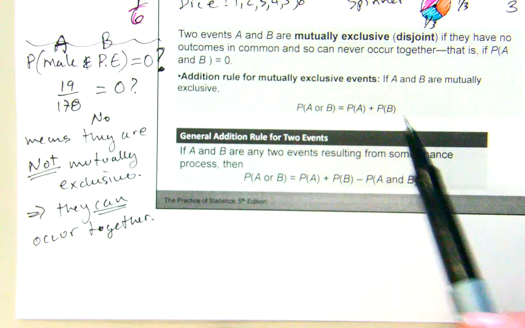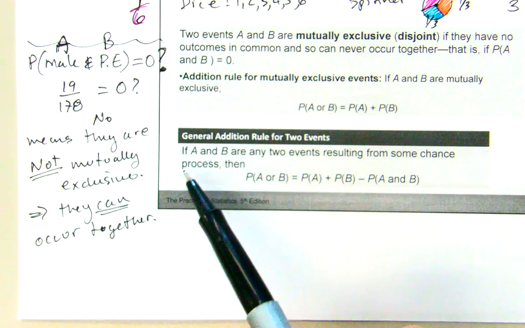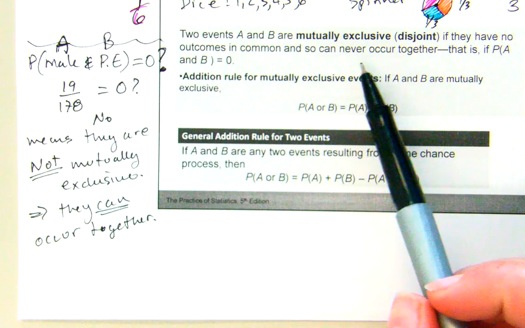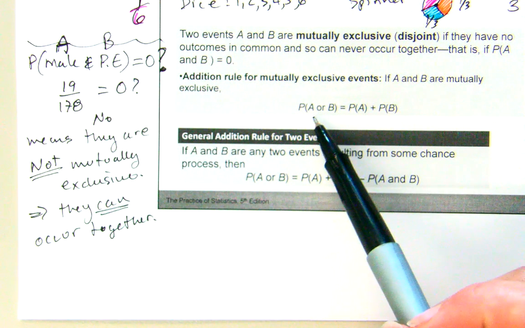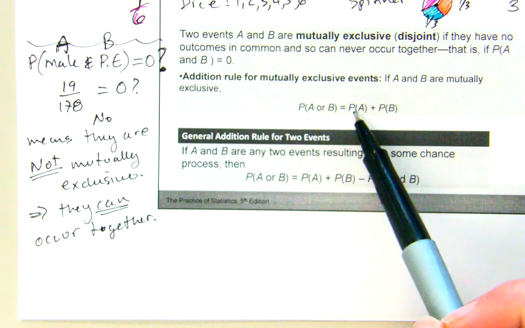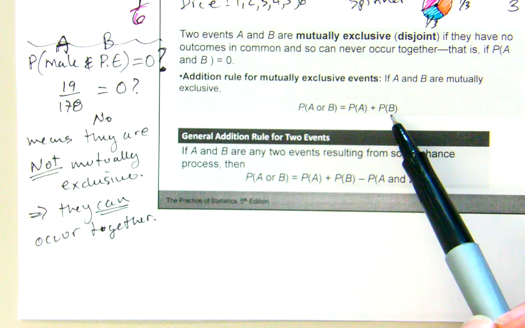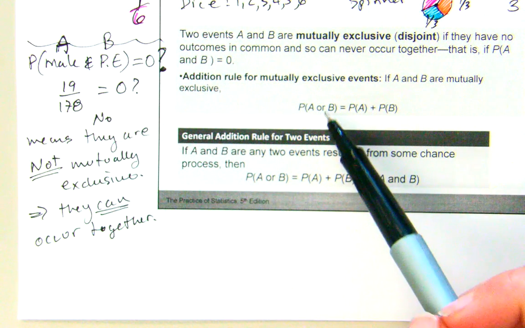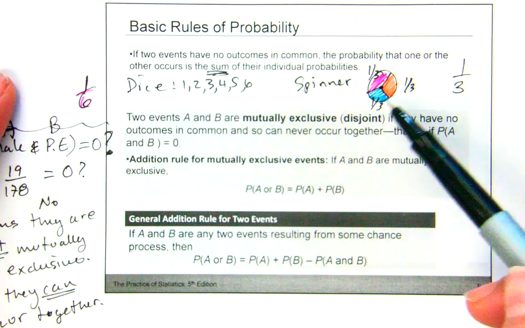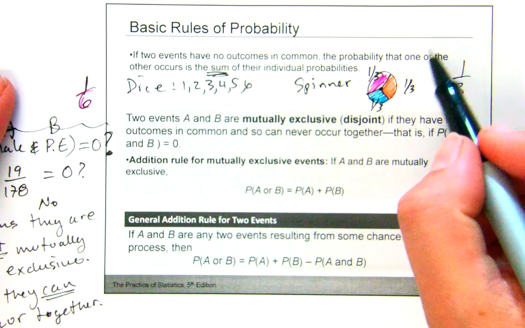Okay, now, the next one. The addition rule for mutually exclusive events. If you find out that two things cannot ever occur together, then you can say the probability of this happening or that happening is basically adding these two up together. So probability of pierced ears plus probability of a man, and you can just add them together and you don't have to worry about the "and" part, which is this part right here, what I did up there. One or the other occurs.